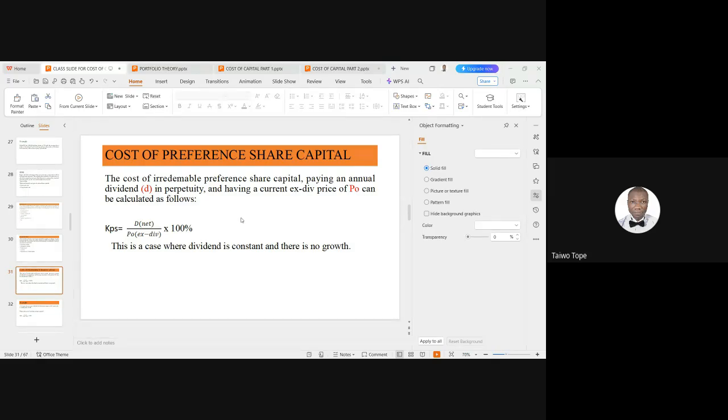So where dividend is constant and there is no growth, we can look at an example. In some literatures, it can be D divided by market value multiplied by 100, as I've said. Where it is redeemable, we apply the concept of internal rate of return. We'll see, when we move further in our explanation, the application of internal rate of return on issues of redeemable preference shares and redeemable debentures.